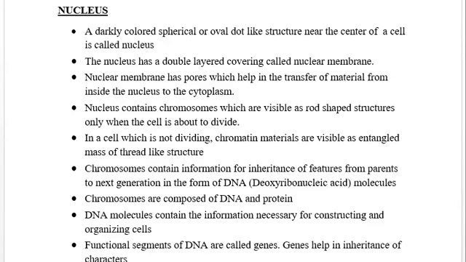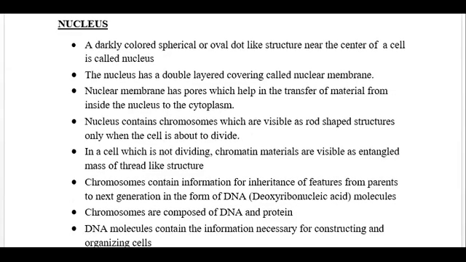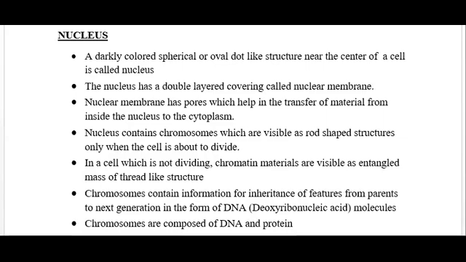The nucleus has a double layered covering called the nuclear membrane. The nuclear membrane is porous. It has pores which help in the transfer of materials from inside the nucleus to the cytoplasm. The nucleus contains chromosomes. You have already studied chromosomes in 8th standard. Chromosomes are visible as rod-shaped structures only when the cell is matured and about to divide.